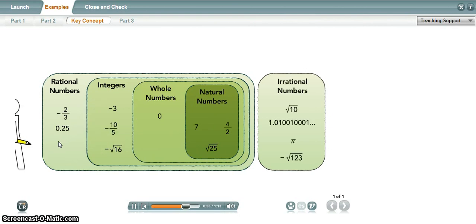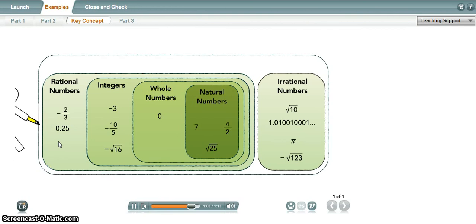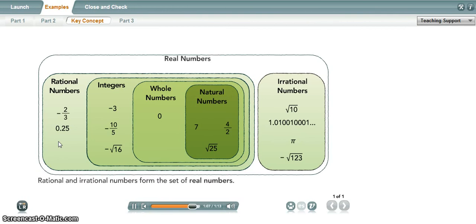And irrational numbers are numbers that cannot be written in the form a divided by b, where a and b are integers and b is not equal to 0. Together, the rational and irrational numbers form the set of real numbers.